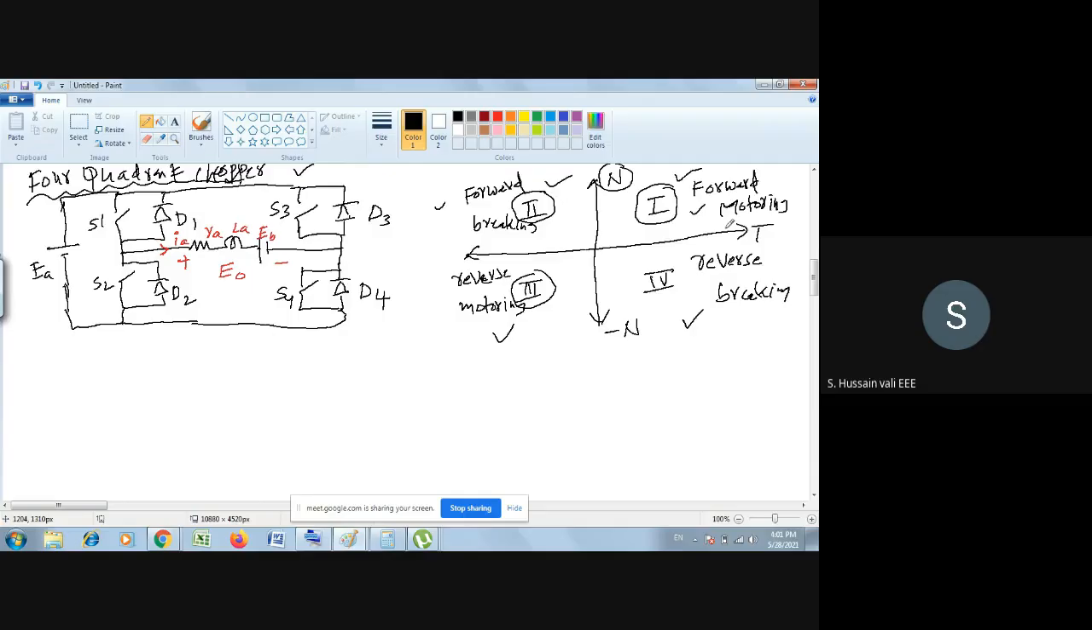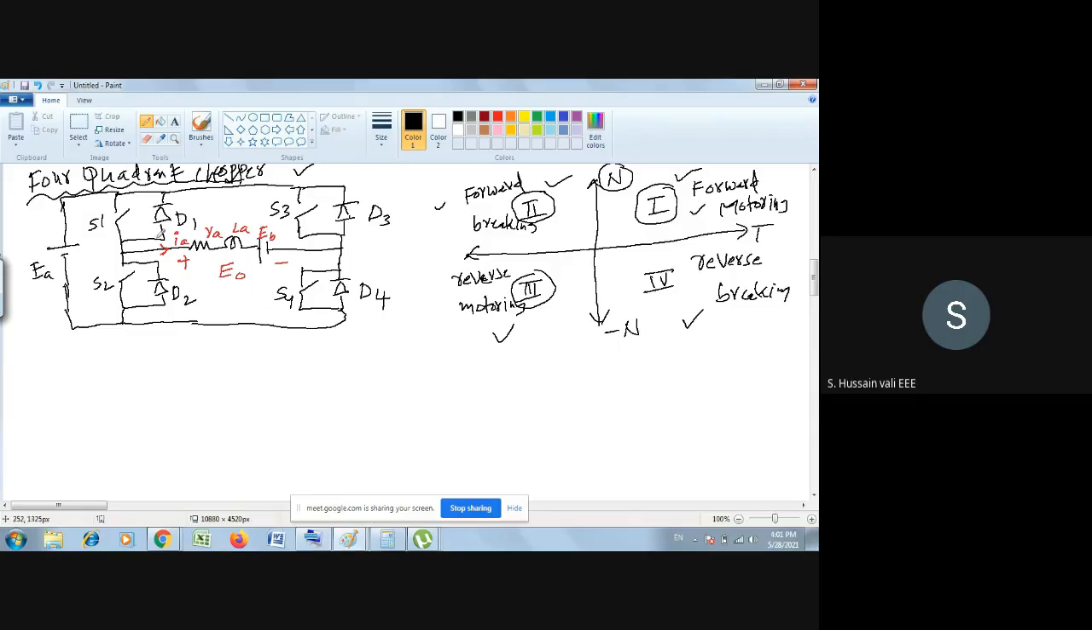You see here, either you can go in the forward direction, you can accelerate, or you can slow down in the forward direction, or you can run the vehicle in the reverse direction and you can speed up in the reverse direction, or the fourth possibility is that in the reverse direction you can slow down. These are the four possible operations of any drive.